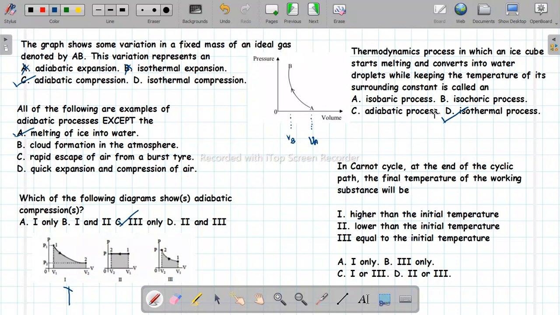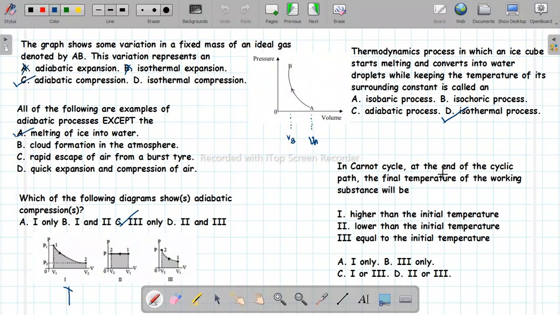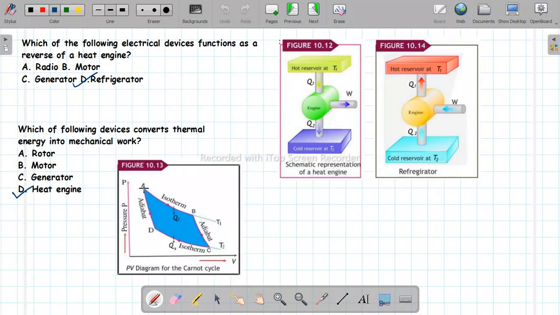In Carnot cycle, this diagram, by the way, is termed as Carnot cycle. At the end of the cyclic path, final temperature of working substance will be higher than the initial temperature, lower than the initial temperature, or equal to the initial temperature. This is Carnot cycle. Your system started at point A, isothermal expansion के बाद it went to B. Adiabatic expansion के बाद reached at point C, then to D with isothermal compression, and then finally adiabatic compression के process से back to the point A.